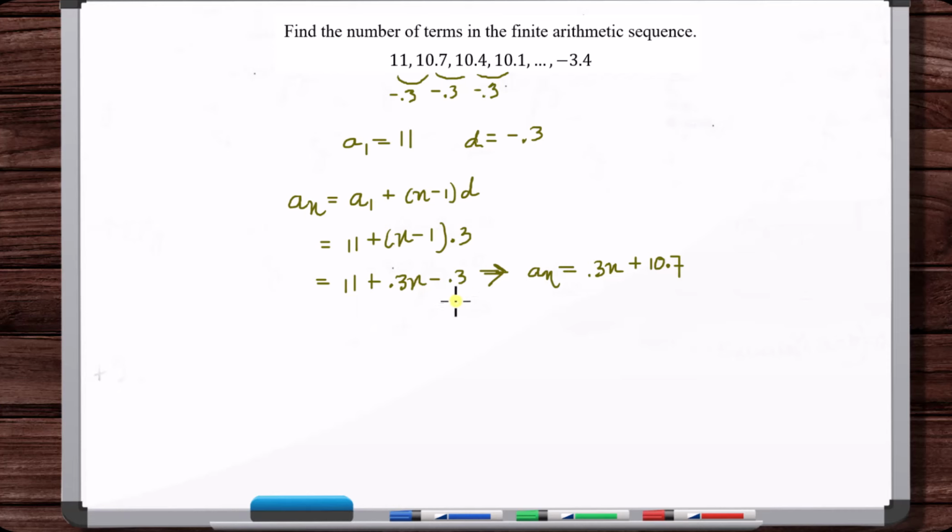Now to find the number of terms in the sequence, we just plug in the last term, negative 3.4. It's a little bit tougher here because you're working with these negative signs, so you have to insert your negative signs properly. And in fact, that's what I did not do. I was so used to not working with a negative D. This is negative times negative 0.3.